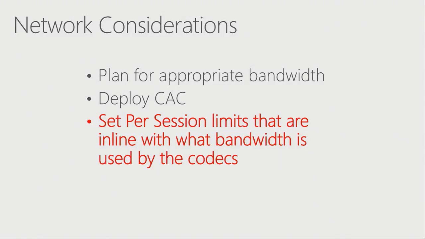Set per session limits in line with the codecs that are being used and what their actual utilization is. Otherwise, you're wasting some of your bandwidth, because the call admission control engine is going to stop. If you have 10 calls, each using 90K, and you've set them all for 100, you've just wasted enough bandwidth for another call, because CAC's not going to let the call go at that point.